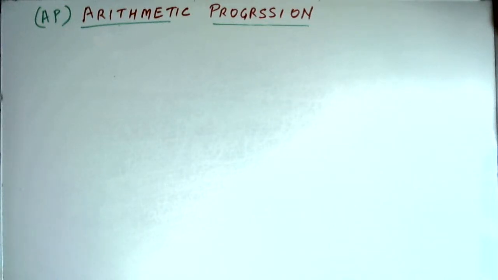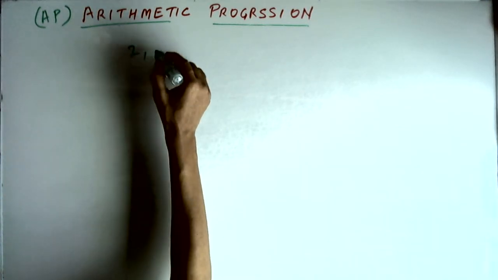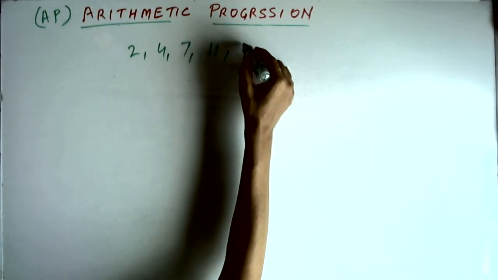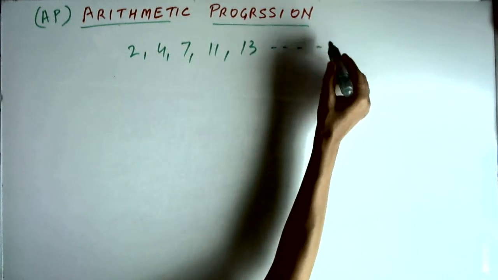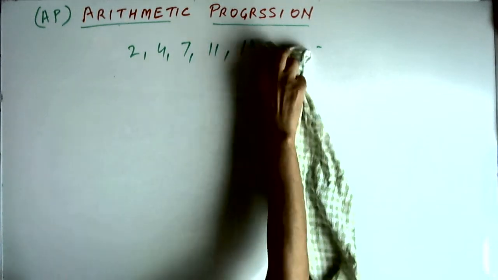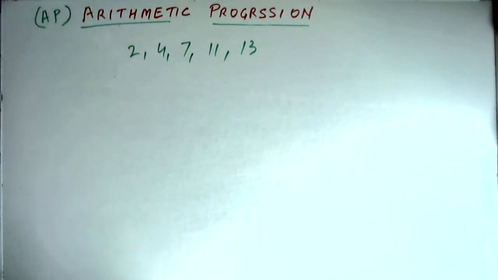In this video, we will learn more about arithmetic progression, specifically how we can recognize that a given series is an arithmetic progression. Suppose we are given a series like 2, 4, 7, 11, 13. So how do we say that this is an arithmetic progression?